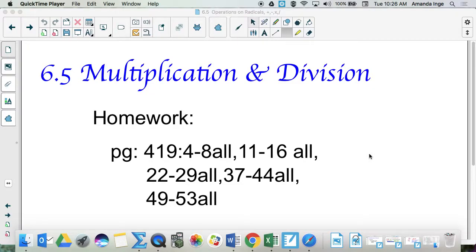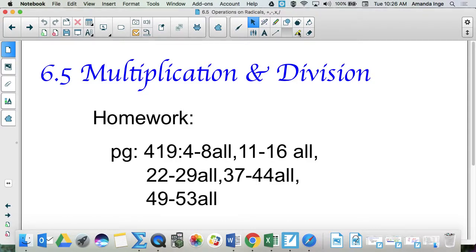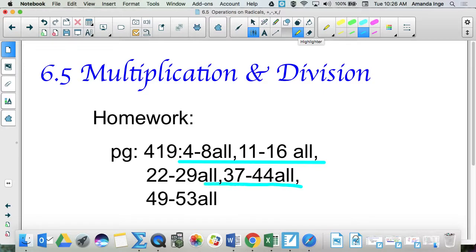All right, so tonight's homework is on page 419: 4 through 8 all, 11 through 16 all, 22 through 29 all, 37 through 43 all, and 49 through 53 all.